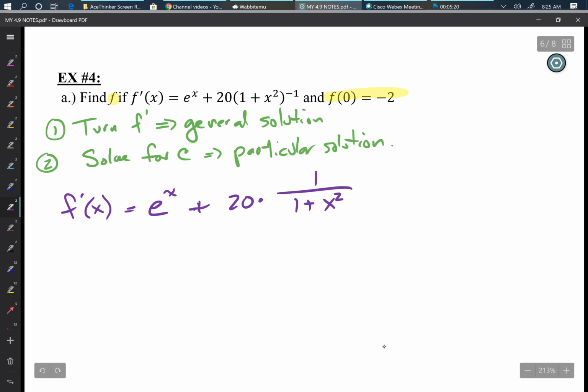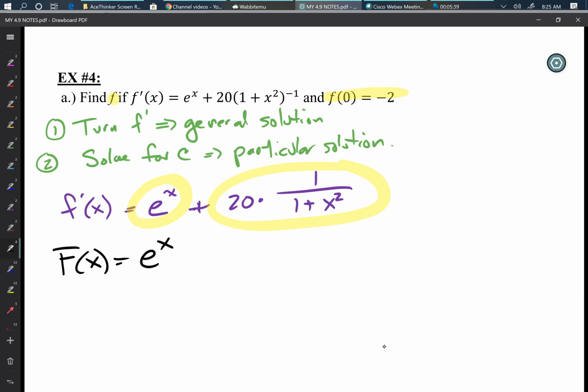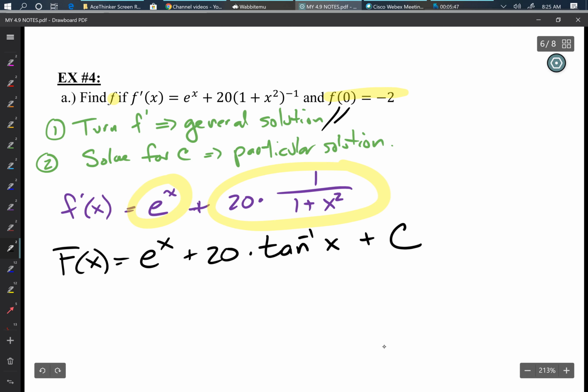So when I write it like that, I'm writing it like that so we can see the antiderivatives. My first term that I have to take the antiderivative of is e to the x. And I know that the antiderivative of e to the x is just e to the x. The second term that I have to take the antiderivative of is this 20 times the quantity 1 divided by 1 plus x squared. So that's going to be 20 times arctangent of x. And of course, since we find the general solution in that first step, we're going to put that plus c on the end.